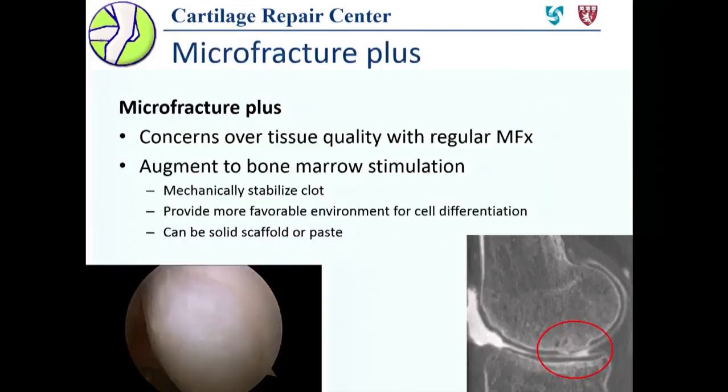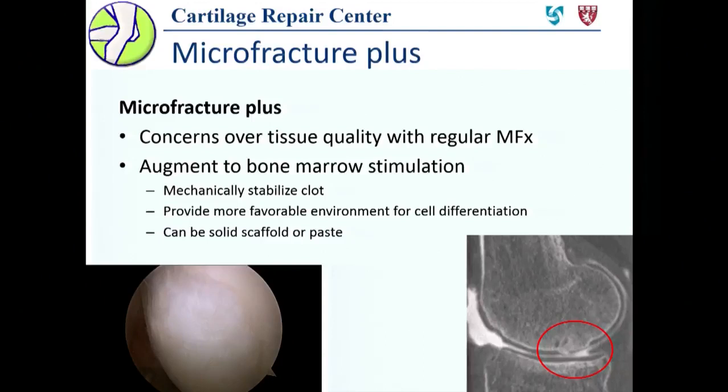I'm not going to go over regular microfracture or marrow stimulation. You've heard about this plenty of times. But there's this new term, microfracture plus. So why did we move from microfracture to microfracture plus? Well, there are concerns over the tissue quality with regular microfracture. Microfracture is not bad, but it has its limitations, and what we know is that it does not produce hyaline cartilage. It produces fibrocartilage, maybe there's some hyaline-like cartilage, in the best of circumstances.